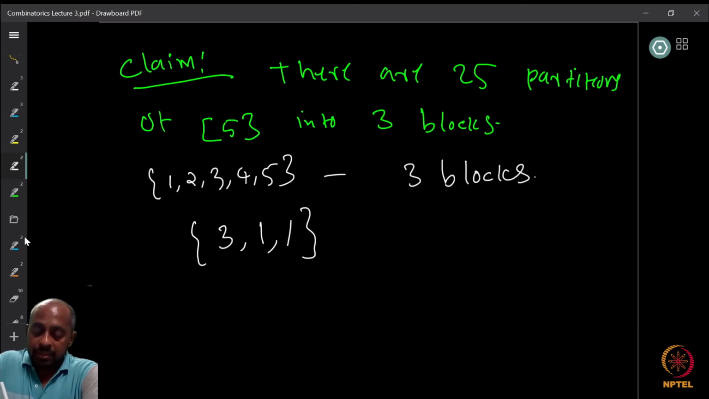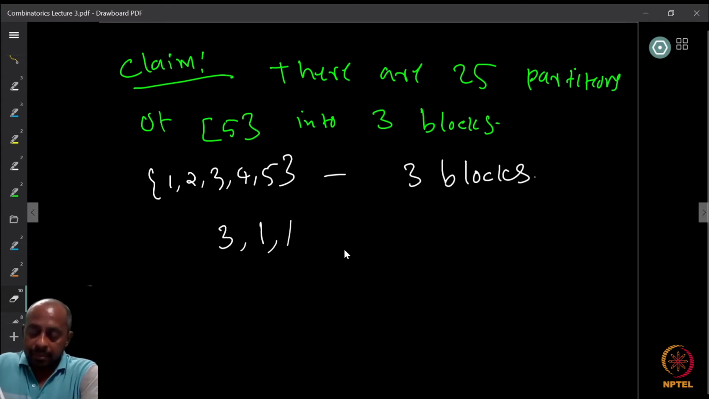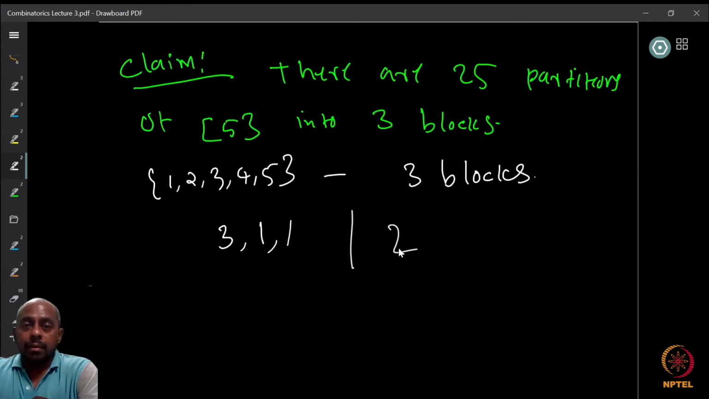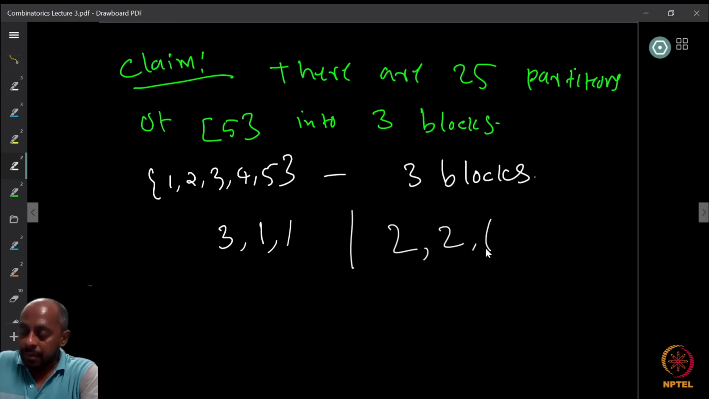So we should have blocks of cardinality 3, 1, 1. This is one possibility. The other possibility is that one subset has 2 elements. Then, since there are only 3 elements left, we need to have another 2 and then 1.